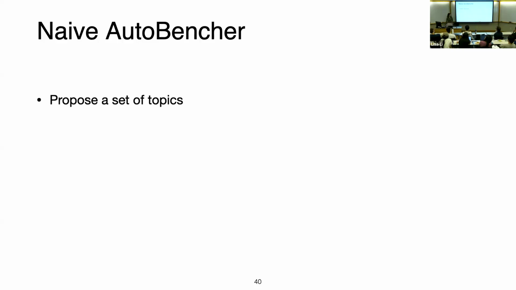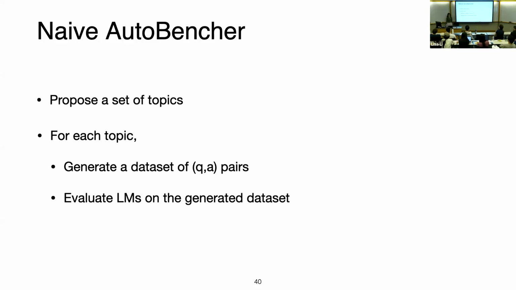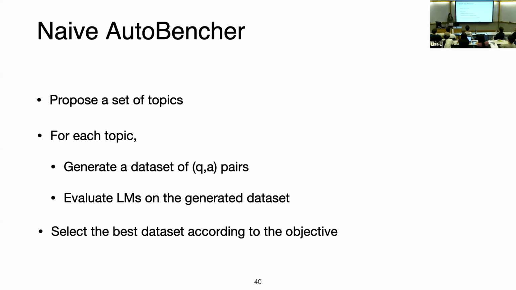Here's a naive implementation of how we do the search. We first use the language model to propose a set of topics or descriptions. For each topic, we generate a data set of QA pairs. Then we evaluate a set of test taker models on this generated data set to get their accuracy vectors and compute their respective objective functions. Finally, we select the top data set according to the objective.